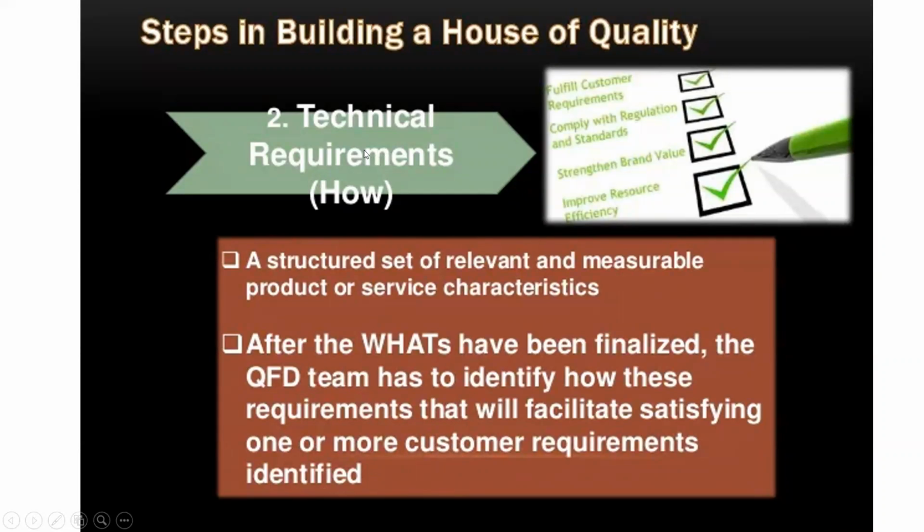So above and below the roof is the technical. We call it how you can do it. Okay, so it's the measurable product or service characteristic. After the what has been identified, we will go to how you can do it. Okay, more customer requirement, we will focus on how.